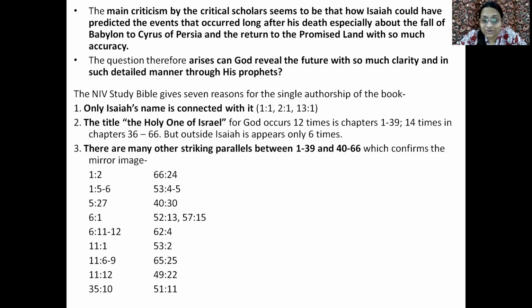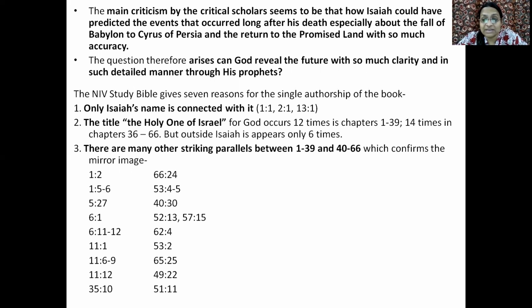Okay. Prophesying is a different thing, but with so much precision, so much accuracy, so much detailing, with proper names and everything. How can somebody prophesy with so many details? That was a big question among the critical scholars. So the question arises: can God reveal the future with so much clarity, in such a detailed manner, through his prophets? That was a big question which the critical scholars were dealing with.